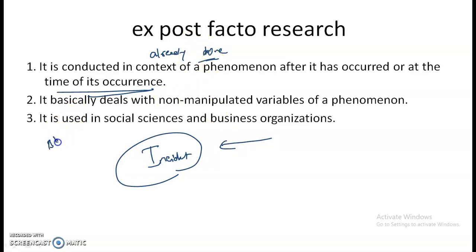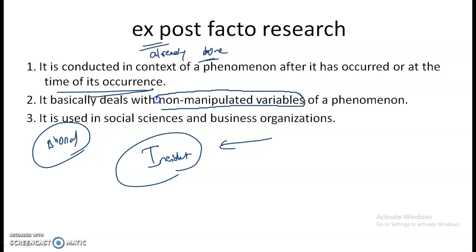For example, let's take the Bhopal gas tragedy. That incident was already done. But if you're trying to do some kind of research, why? Because why it happened, what is the reason, what chemical reaction took place, what safety precautions we have to take. If you're doing such type of research, then it comes under ex post facto research. So it basically deals with non-manipulated variables. Why? Because you can't manipulate the variables. Whatever incident happened, you have to simply collect that. And we do this type of research basically in the social sciences as well as business organizations.